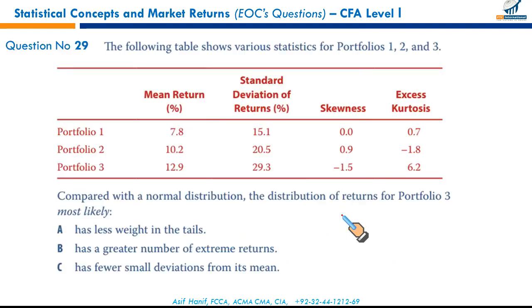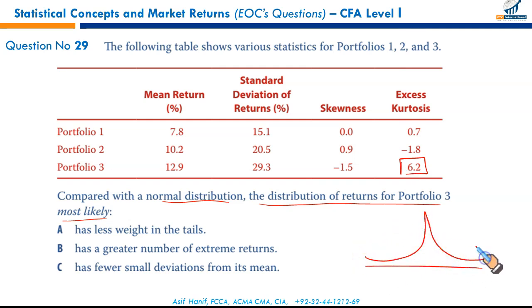Next, same data, but this time something different. Compared with the normal distribution, the distribution of returns for portfolio 3 is most likely. Portfolio 3 has positive excess kurtosis. Definitely this is a distribution with spiked returns like this. So, compared with the normal distribution, does the distribution of returns for portfolio 3 have less weight in the tails? Remember, you would have read the theory. A distribution that is peaked at the center has a kurtosis greater than 3. It is fatter at the tail. It is fatter at the tail.